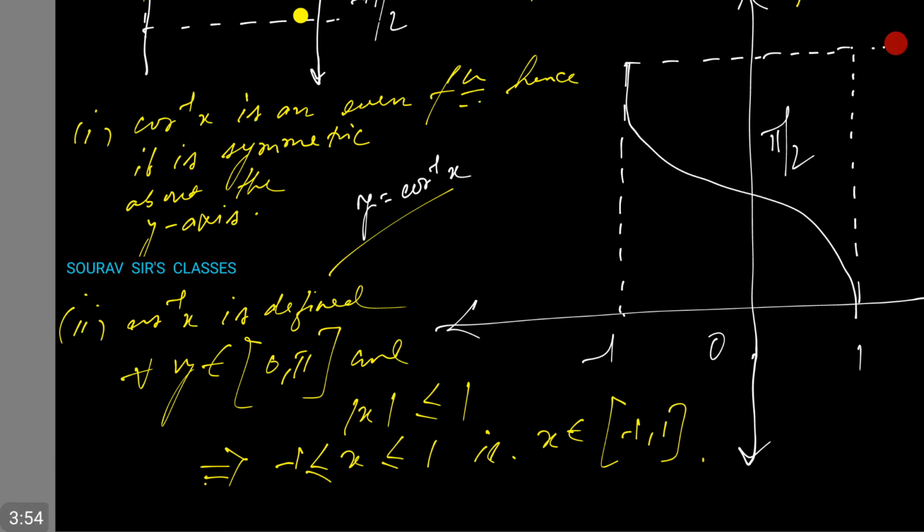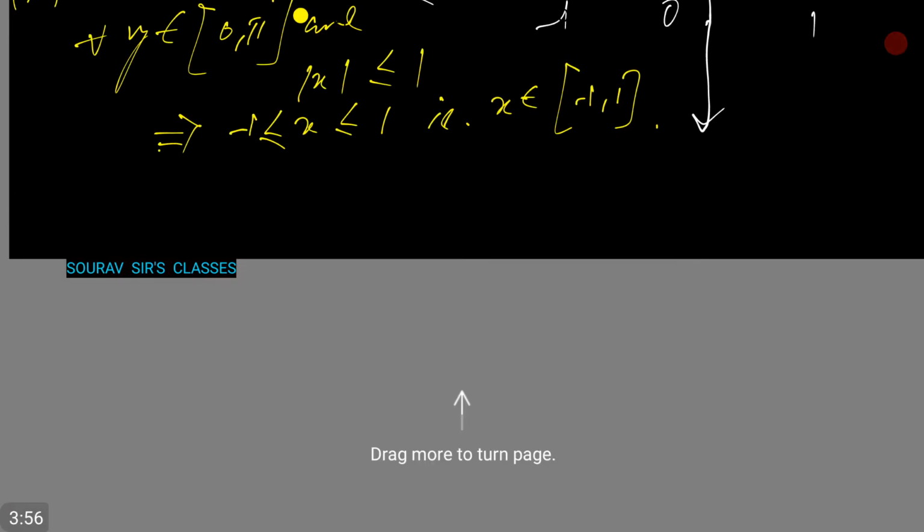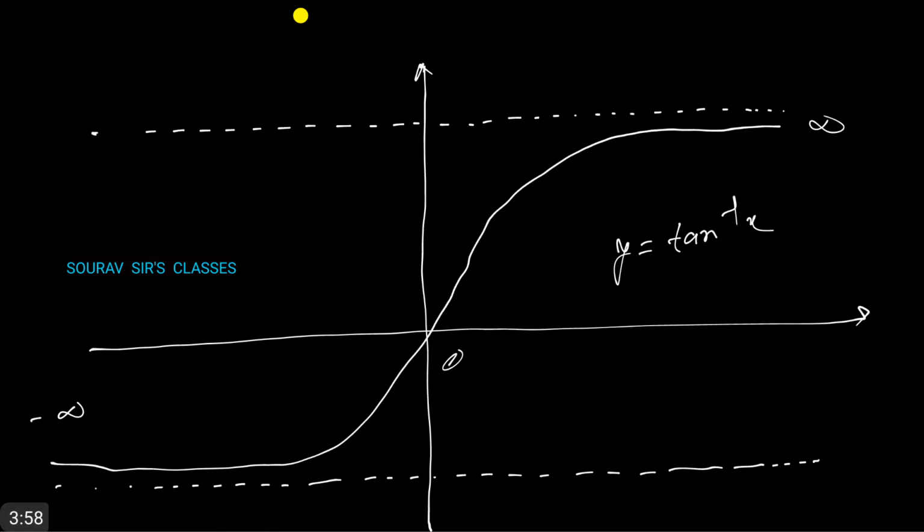Moving on, we'll move on to tan inverse x. Now here's the graph of tan inverse x. So as you can see, it's symmetric about the origin, which implies that this is an odd function.